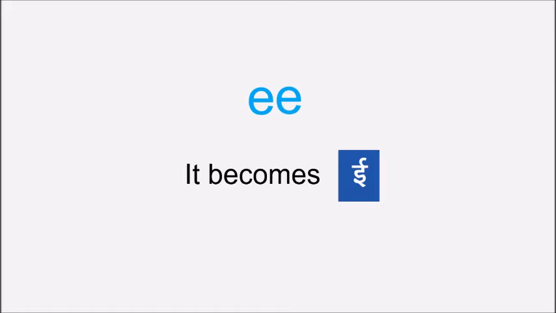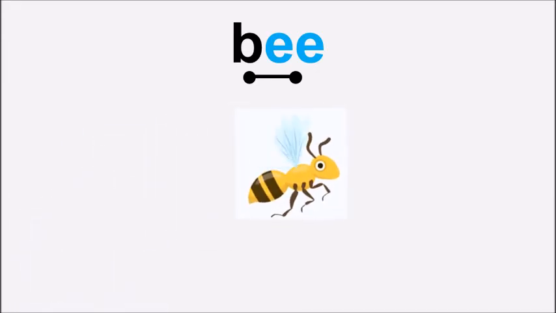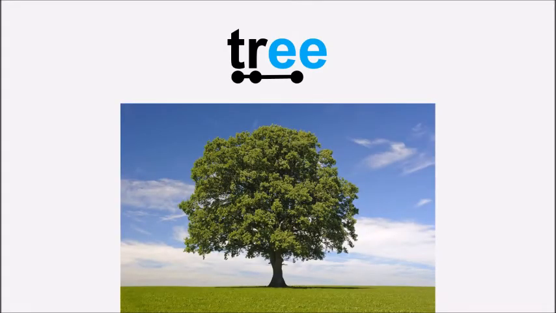Let us read words with ee sound. B, ee, bee. Here comes the bee. Next word. T, r, ee, tree. Such a big tree it is.